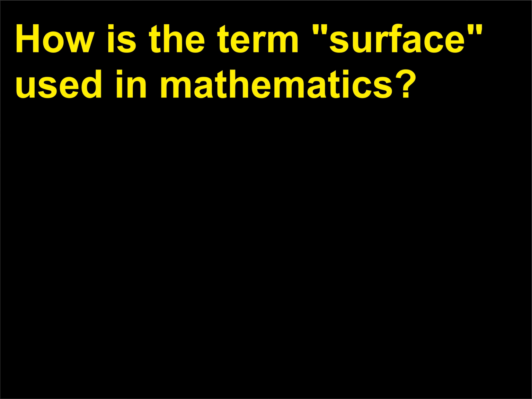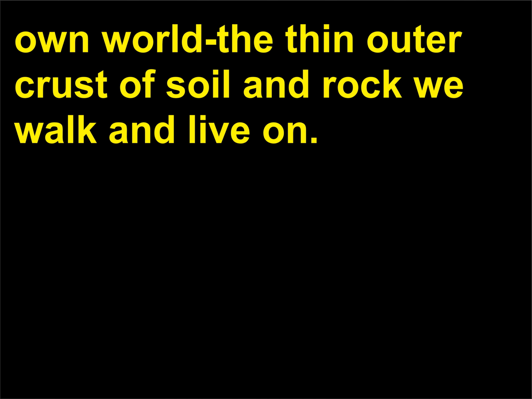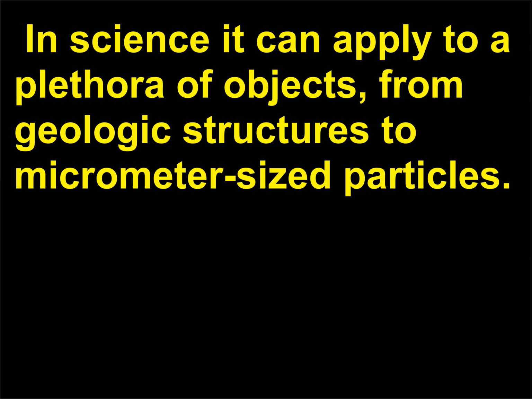How is the term surface used in mathematics? When most of us think of the word surface, we often envision our own world, the thin outer crust of soil and rock we walk and live on. In engineering, the term means the outer part, or the skin with a thickness of 0, of a body. In science, it can apply to a plethora of objects, from geologic structures to micrometer-sized particles.